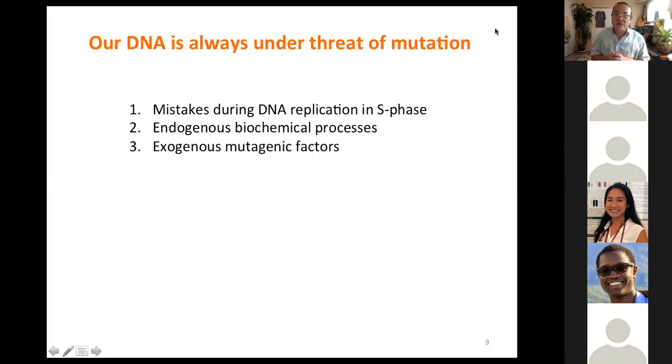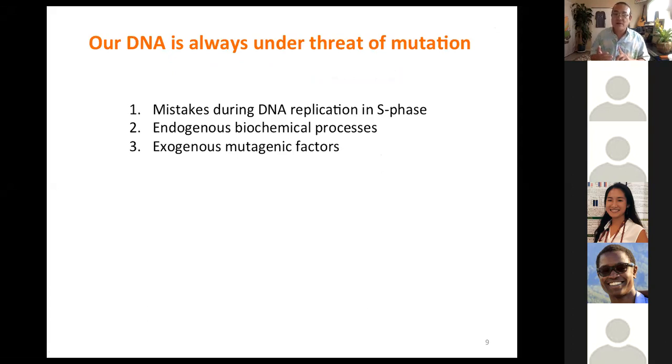So if cancer can be thought of in a basic sense as our DNA getting messed up through mutations, where do these mutations come from? I think it's very easy to think, oh, mutations come from carcinogens or exposures to different things from the outside. But that's only part of the story.